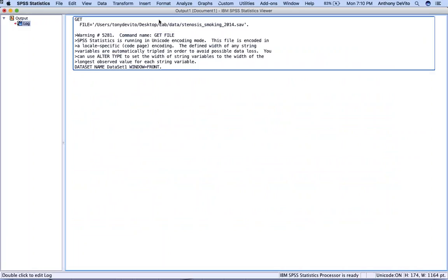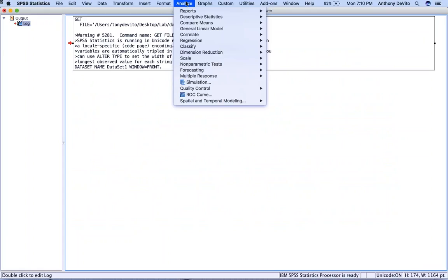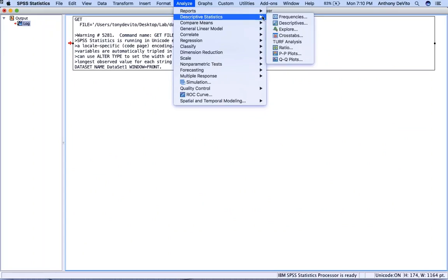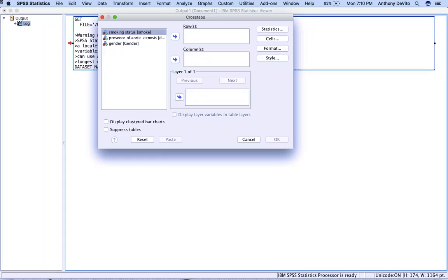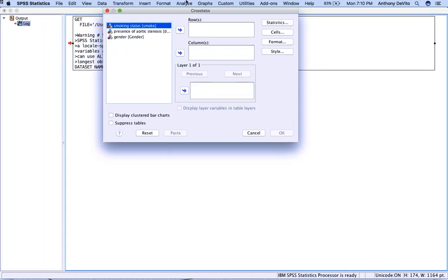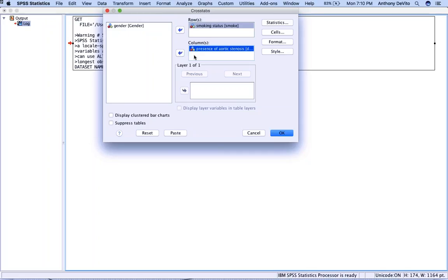I'm going to first organize this into a table. The way I'm going to do that is I'm going to go to Analyze, then Descriptive Statistics, and down to Crosstabs, because what I want to do is build one of these tables, a crosstab table or a contingency table. Like I said, I usually like to put the exposure in the rows. The exposure, in this case, let's call it smoking status. And the outcome or the disease in the columns, let's call that the presence of aortic stenosis.